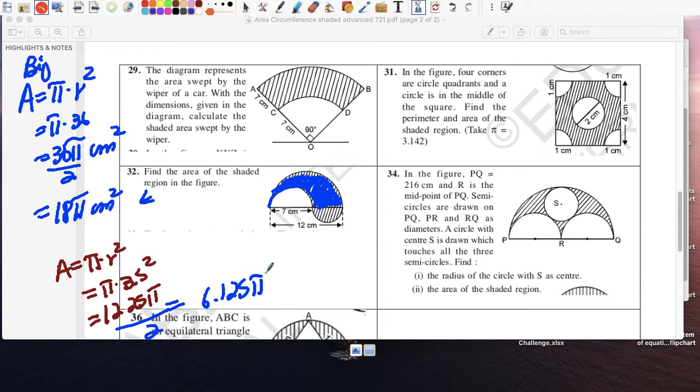6.125 pi. Okay, so now we're going to subtract 18 pi minus 6.125 pi, and we're going to get the blue region. 18 minus 6.125 gives us 11.875 pi centimeters squared just for the blue region.